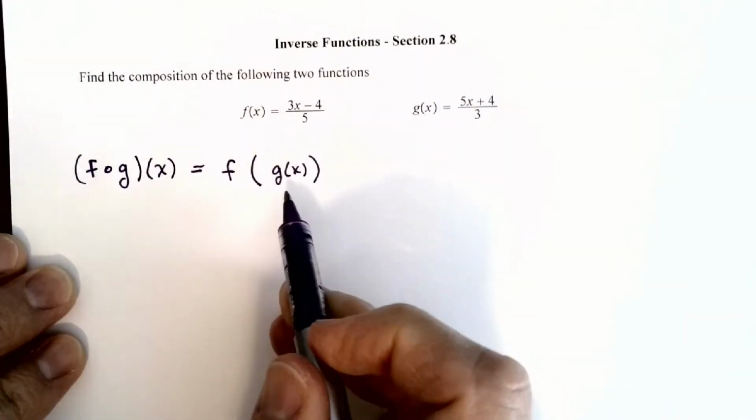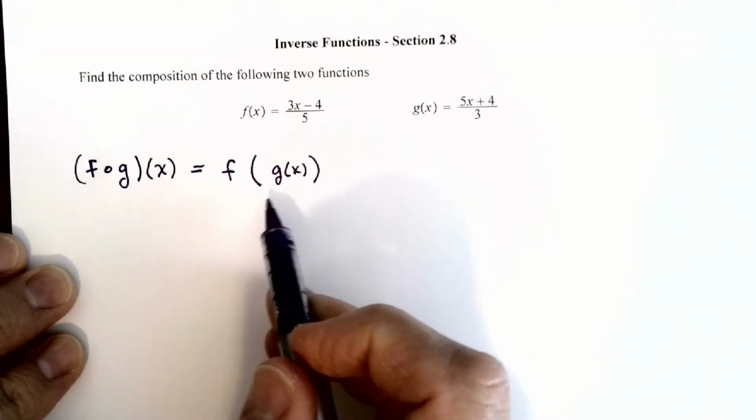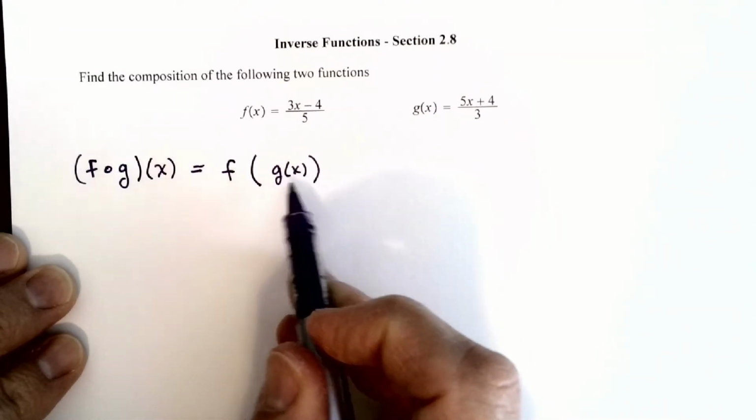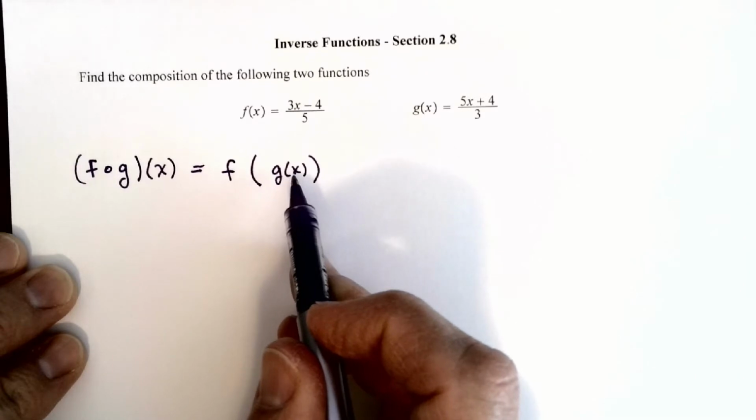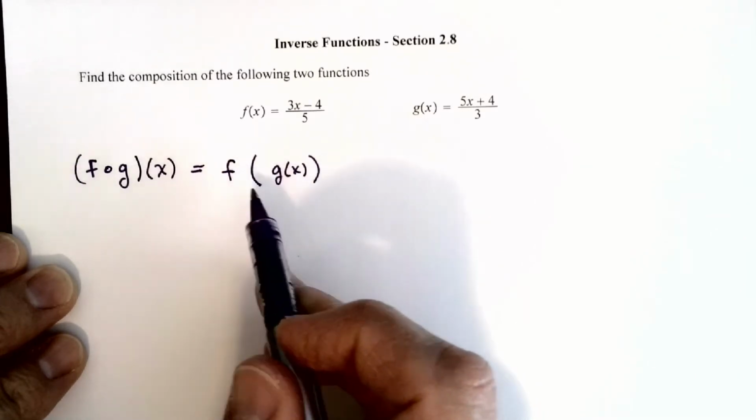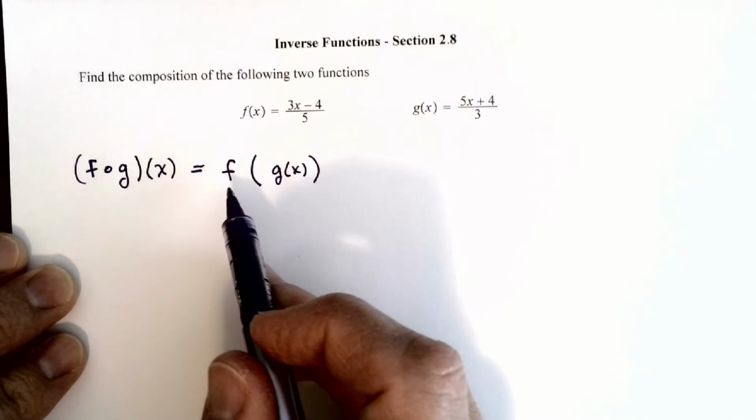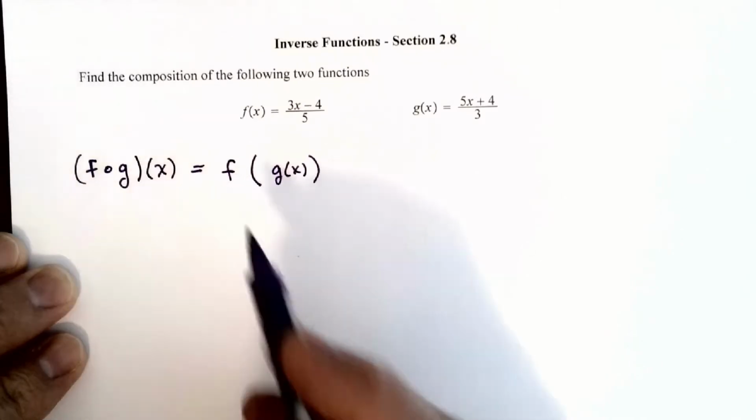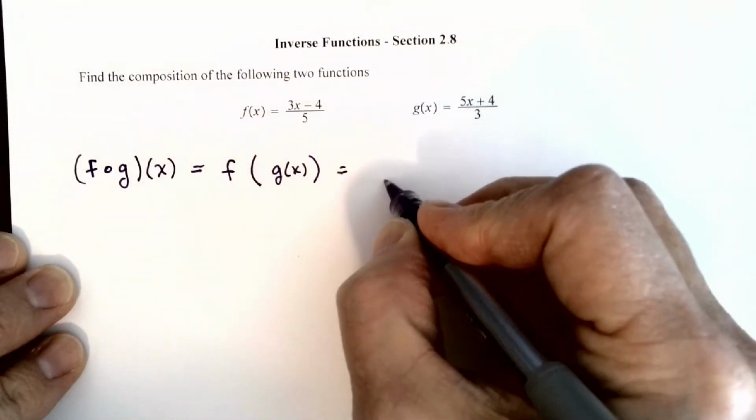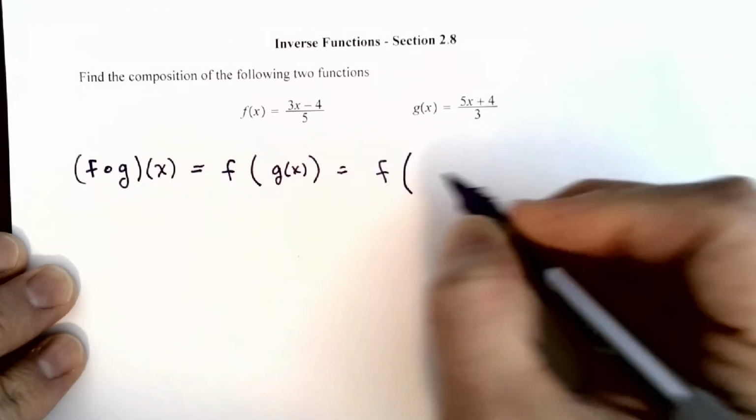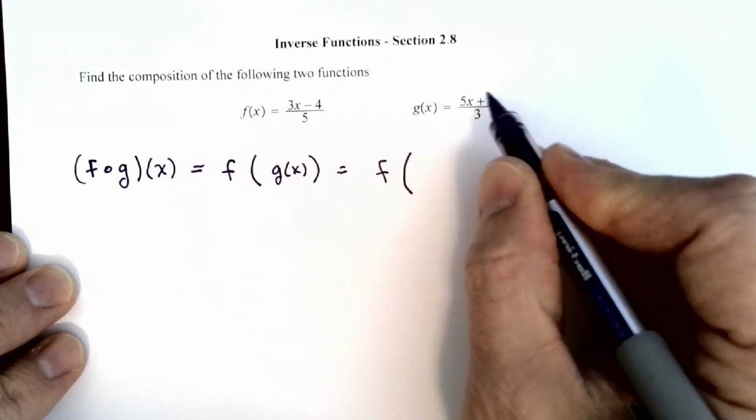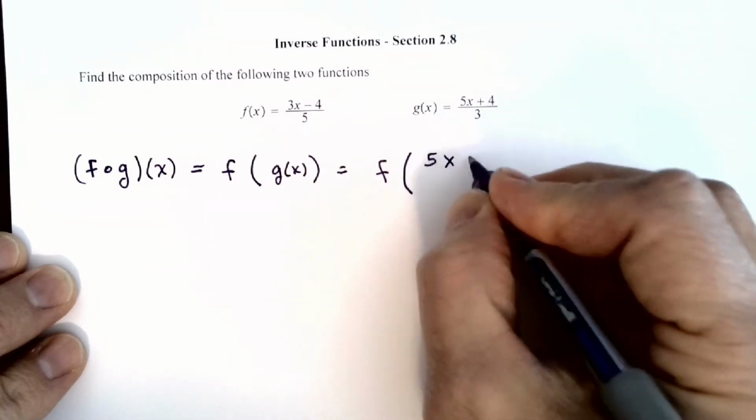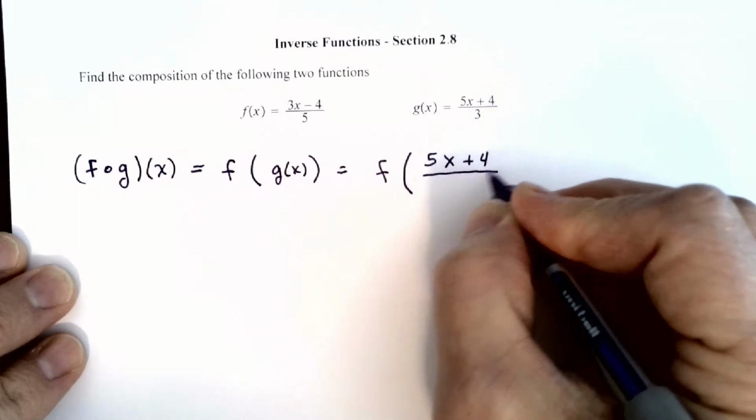Notice again that we're composing functions. I'm plugging the output of one function, namely in this case g, into the function f. So the inner function is g of x and the outer function is f. So what would this be in this case? Well, what is the output of the function g if I plug in x? It's this right here: 5x plus 4, all divided by 3.